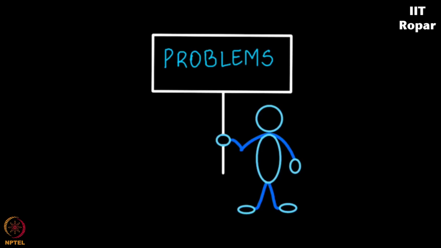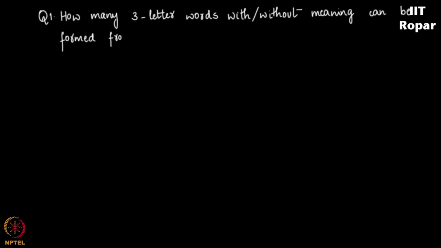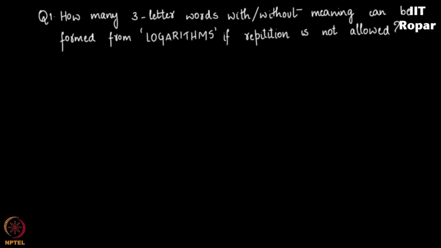The first one. How many three-letter words, with or without meaning, can be formed out of the letters of logarithms if repetition is not allowed? So the word given to us is logarithms. You see, logarithms has 10 different letters, L-O-G-A-R-I-T-H-M-S. So we have to form three-letter words which may or may not have meaning. And how many ways can we do this? This is the question.